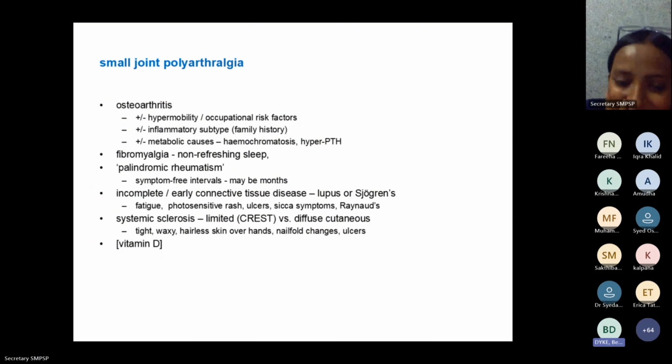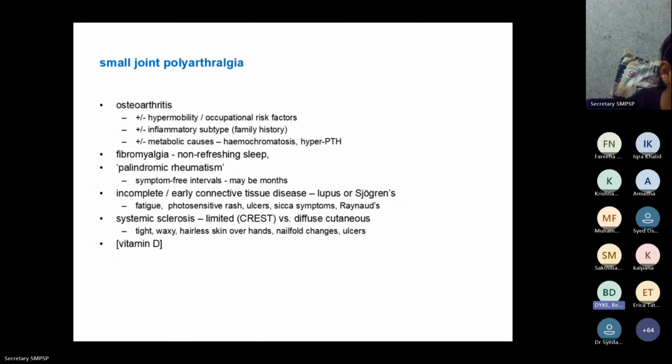many of these presentations, and there's of course the inflammatory subtype of osteoarthritis, as well as some metabolic causes, which I'll come to later on, but importantly hemochromatosis and iron overload syndrome, or even hyperparathyroidism as well. You guys will see a lot of, like we do, fibromyalgia, and the key really in the history is the non-refreshing sleep aspect. But also, if I see a patient in clinic without any joint swelling, I'm also thinking about the possibility that they've had palindromic arthritis with symptom-free intervals, often for quite extended periods of time.